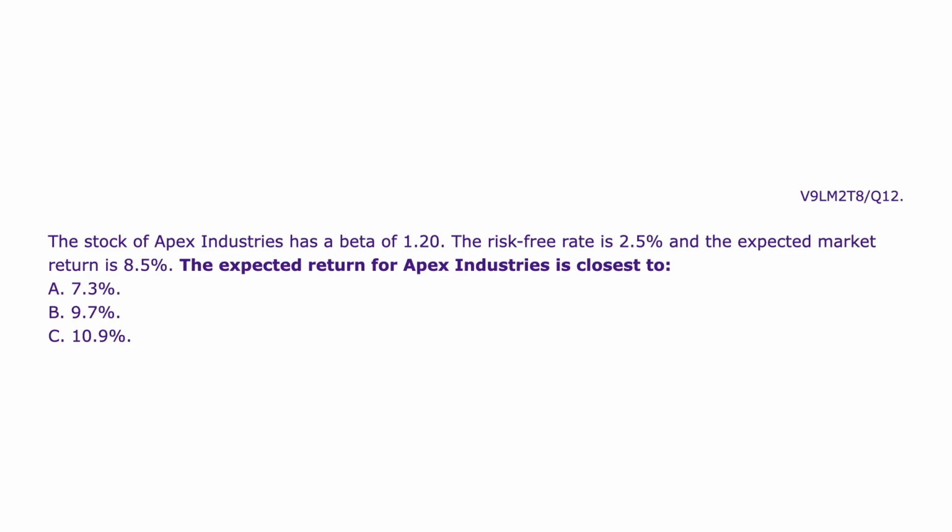The stock of Apex Industries has a beta of 1.20. The risk-free rate is 2.5%, and the expected market return is 8.5%. The expected return for Apex Industries is closest to A. 7.3%, B. 9.7%, C. 10.9%.